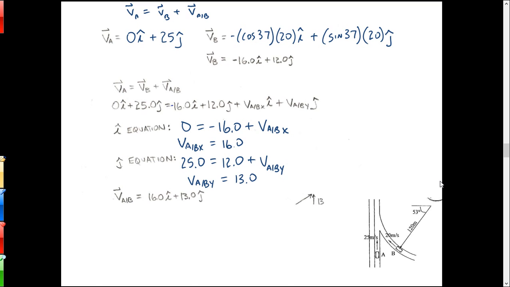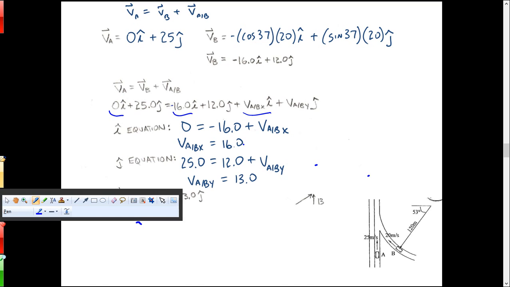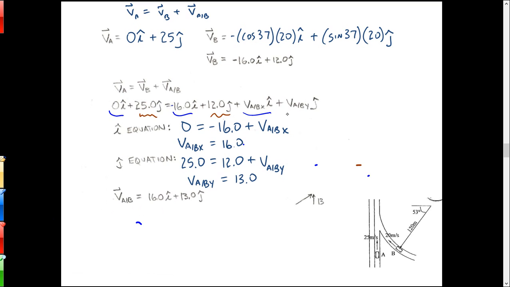And then VA with respect to B, I don't know, so I just go VABX i plus VABY j. Okay. And then I just pull out the different pieces that I want to work with. I can pull out the i's, and I'll get 0 is equal to negative 16 plus VA with respect to BX. So VA with respect to BX is 16. And then I can do the same thing with the j's. Keep in mind that a 2D vector equation is really two equations kind of wrapped into one, an X equation and a Y equation. So I'll pull out the j's. 25 is equal to 12 plus VABY. So I can get VABY, okay, right there.